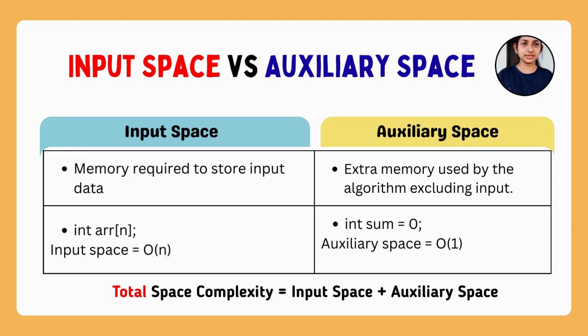Next one is auxiliary space. Auxiliary space is extra memory used by the algorithm excluding input. In the example, int sum equals 0. Only one variable, constant memory. Auxiliary space is O(1). Total space complexity is equal to input space plus auxiliary space.